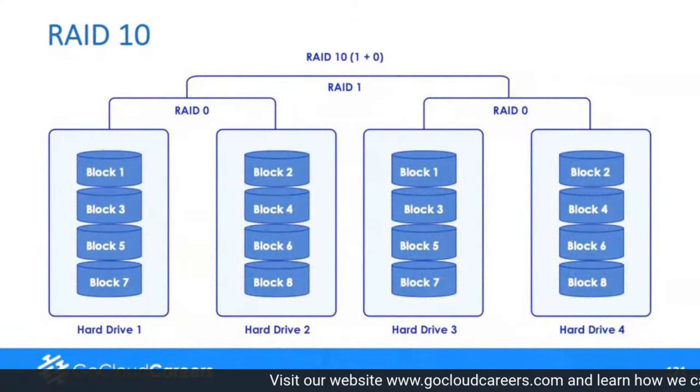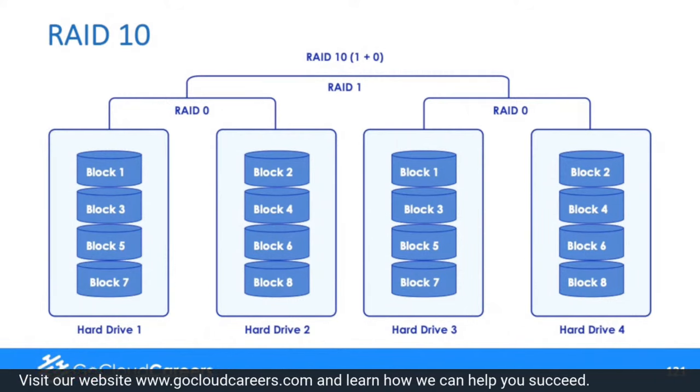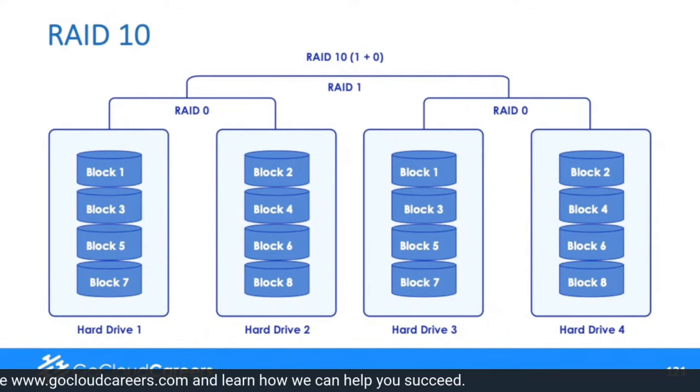It means RAID 10. And what is RAID 10? RAID 10 is RAID 0 plus RAID 1 combined. So we get speed and total redundancy. Now, imagine how expensive this gets, because now we need twice as many disks. So what we're doing is we're dealing with two RAID 0 arrays.